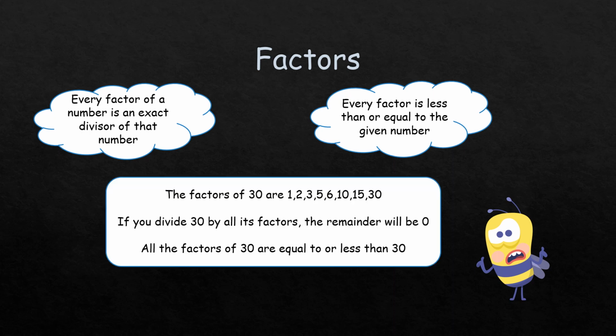See, when you write factors of 30, it starts from 1 as I told you. It will end with 30. In between you have many factors. But can you write a factor of 30 which is more than 30? No. What do you mean by all these factors? If you divide 30 by all its factors, the remainder will be 0. That is what it means by the factor being an exact divisor of that number. And next one, what did we see? All the factors of 30 are equal to or less than 30. We cannot write a factor which is more than 30.